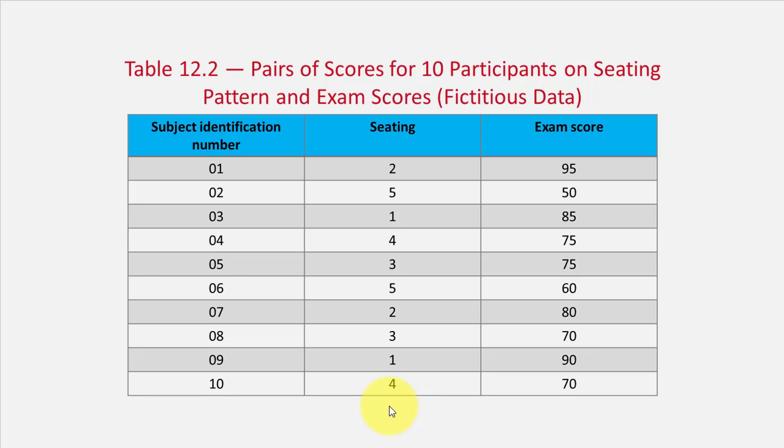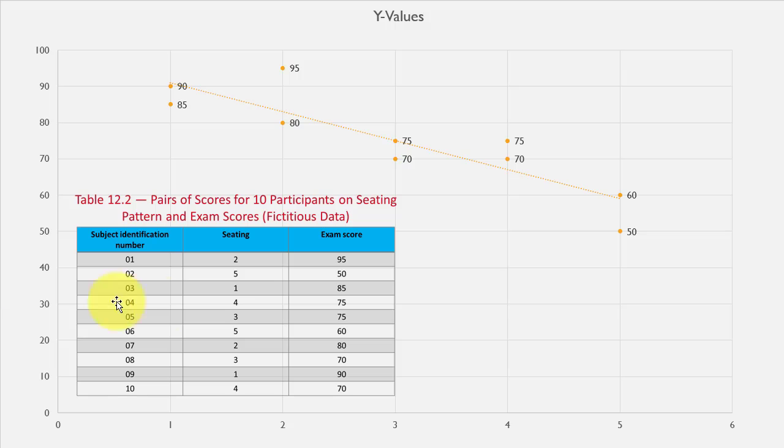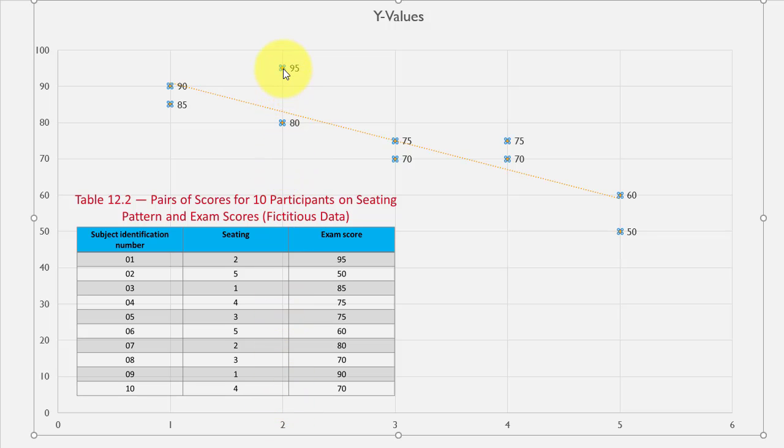And they want to see if there is a correlation between the row number that you're in, the seating number that you have, and the exam score. And when we plot that on a scatter plot, it looks like this. So for the first person, they had a seating row of number 2 and an exam score of 95. So you go to their seating row of 2 and their exam score of 95. That is the first person, that 95 score. And you can find each one on here.